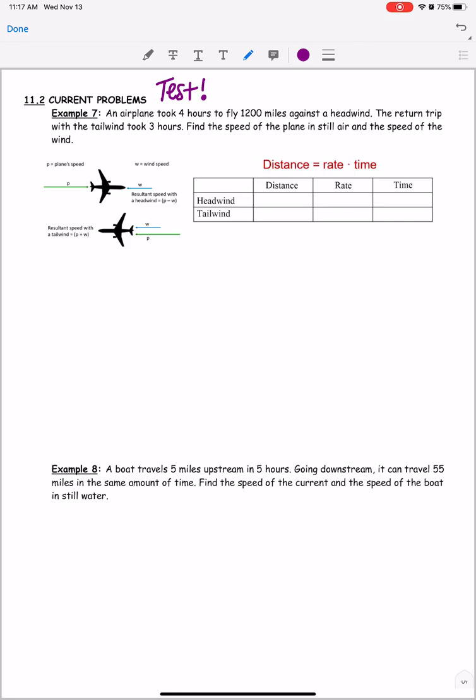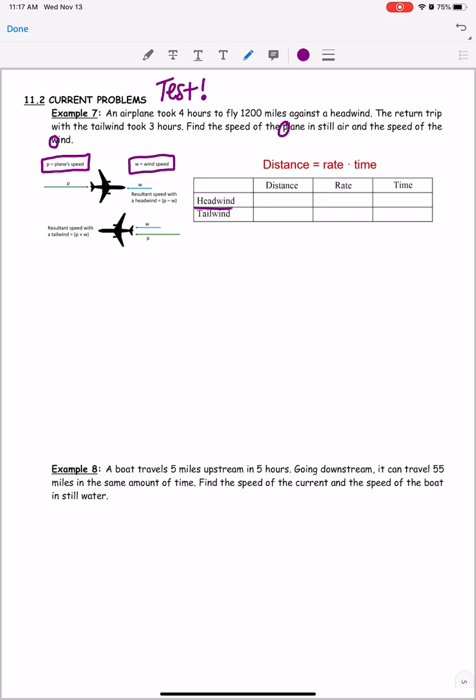So this diagram does a lot for us actually. It tells me that we're going to call P my plane speed, and W my wind speed. So now that I have my plane is P and my wind is W, for these problems, and it's not going to be given to you, you have to memorize this. You're going to have to memorize your distance equals rate times time formula.